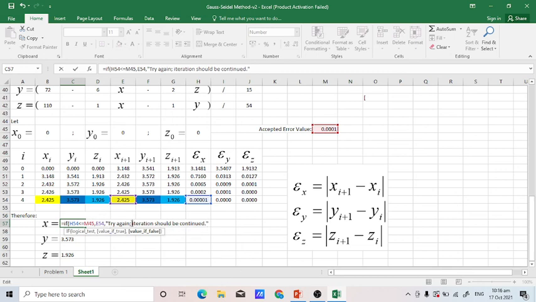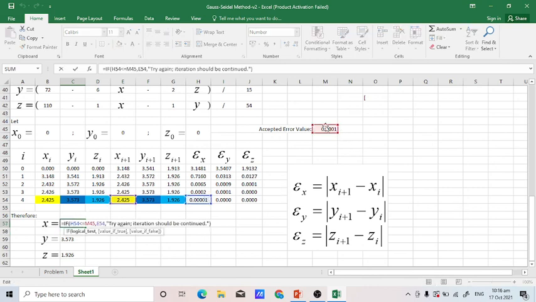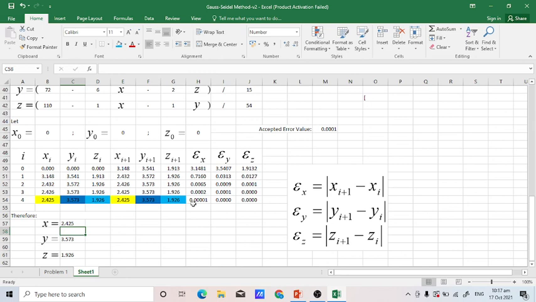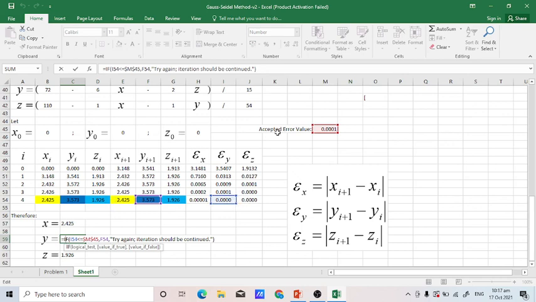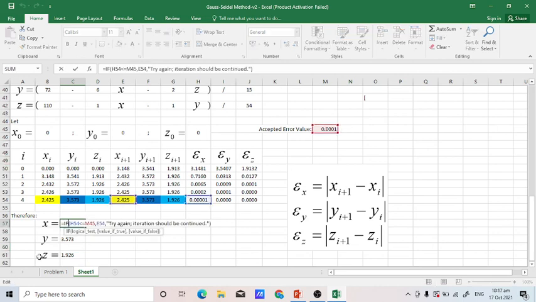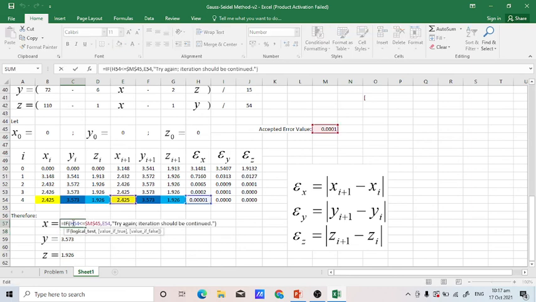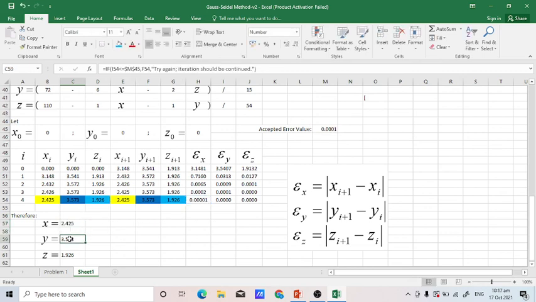Pwede mong i-type yan. Enter. Ayan, 2.425, kasi less than siya, di ba, less than the accepted error value. Or ganun din ang gagawin mo sa dalawa. I-54 less than or equal to ito. Bibigyan natin ng dollar sign kasi fixed naman yun. Pero nasa inyo kung ayaw nyo bigyan. Okay lang. Ganun din dito.